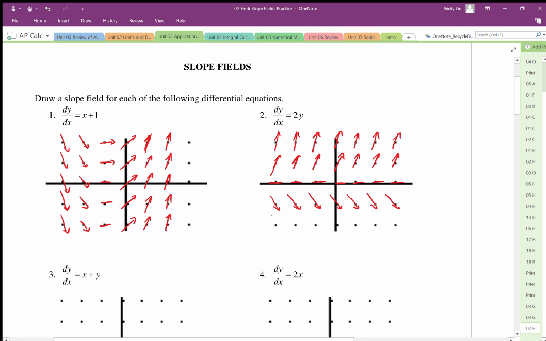The same thing happens here. At y is -2, I just get even steeper. So it looks like it's kind of bending away from the middle.